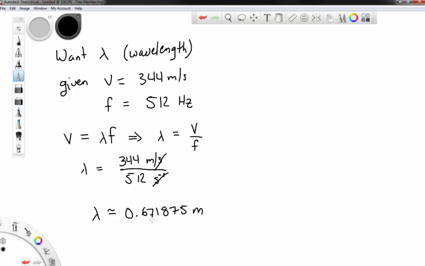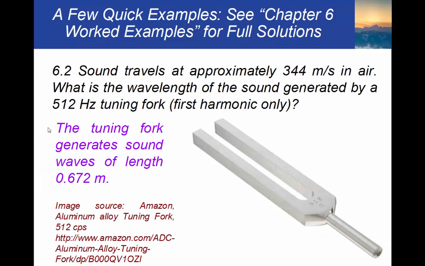So our wavelength here, 0.671875. And in fact, we only have 3 significant figures to work with, so that means that we need to actually write our wavelength as about 0.672 meters. So that's the wavelength of the first harmonic wave that's being generated by this tuning fork. So our tuning fork is generating sound waves of length 0.672 meters.